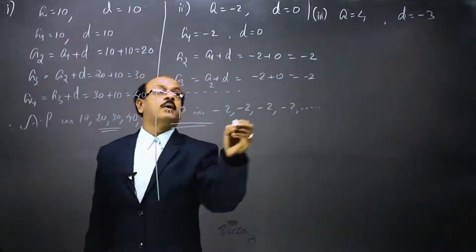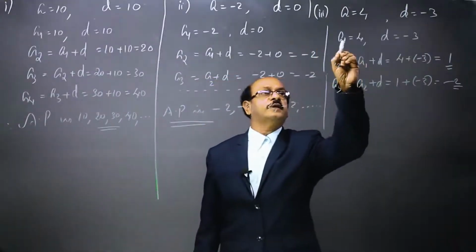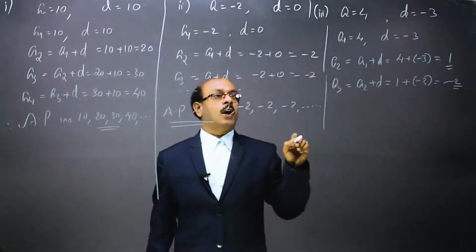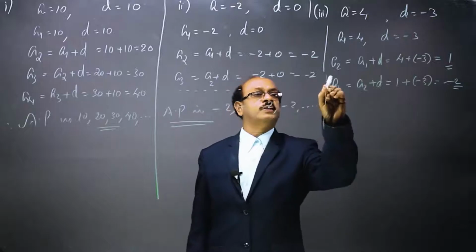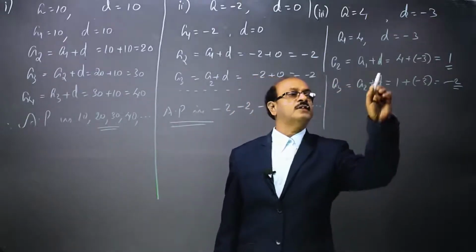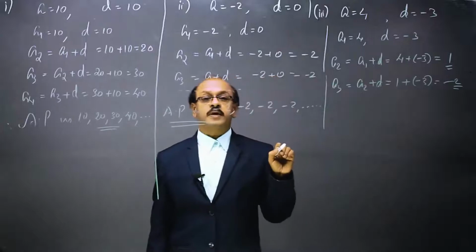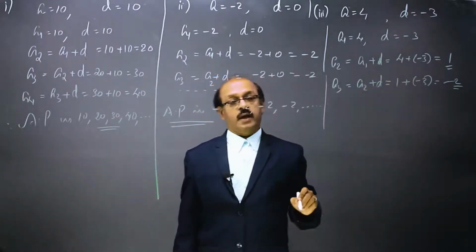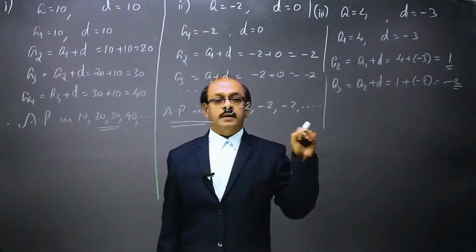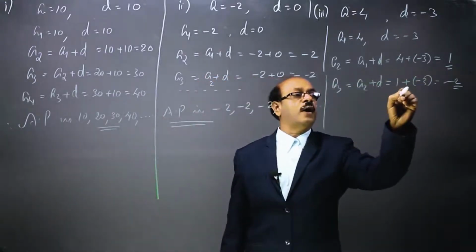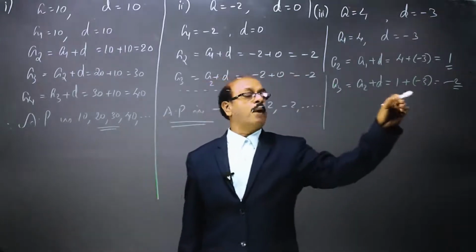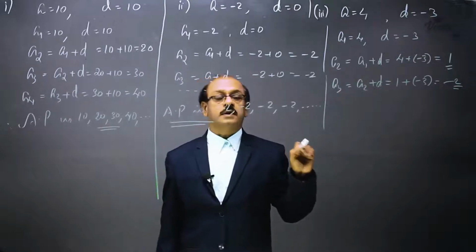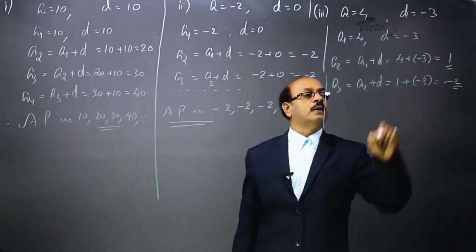Now in the third question, the first term a1 is equal to 4 and the common difference d is equal to minus 3. Now find the second term: a2 is equal to a1 plus d, that means 4 plus minus 3. 4 plus minus 3 means 4 minus 3, which is 1. And the third term, a3 is equal to a2 plus d, the value of a2 is 1, and 1 plus minus 3 is equal to minus 2. We are subtracting 1 from 3 and giving the sign of the larger term. The larger term is minus 3, so the result is minus 2.